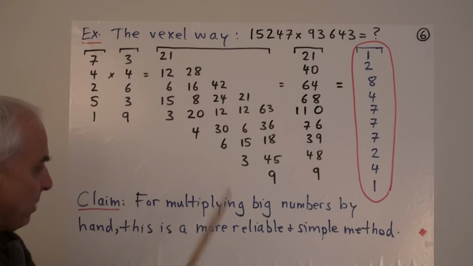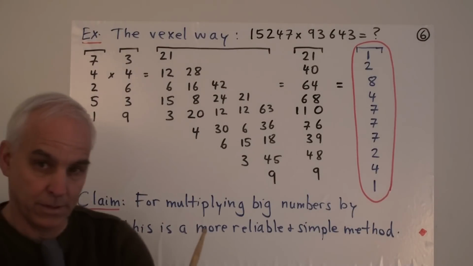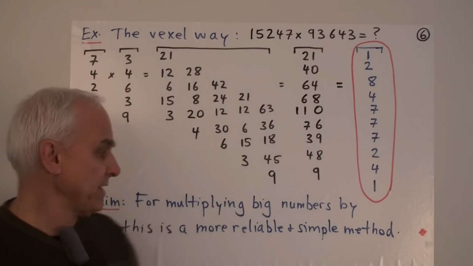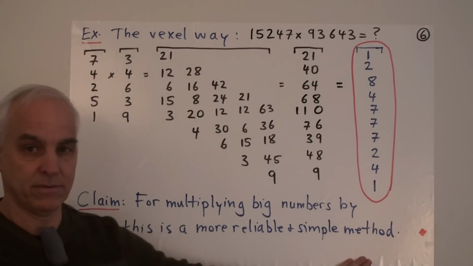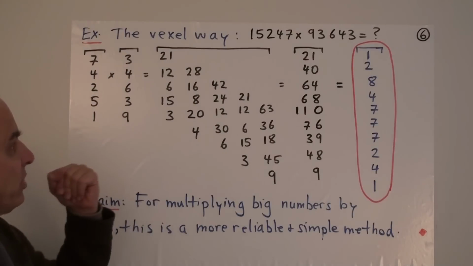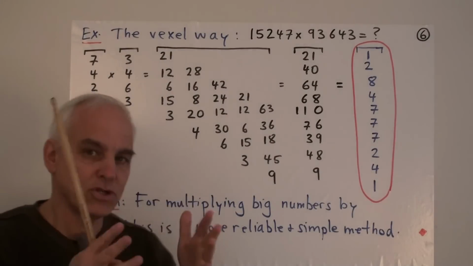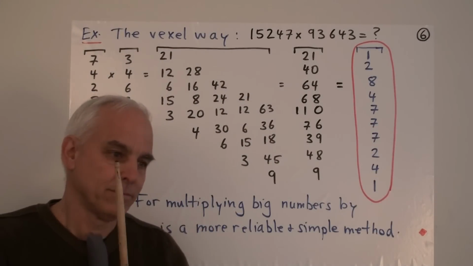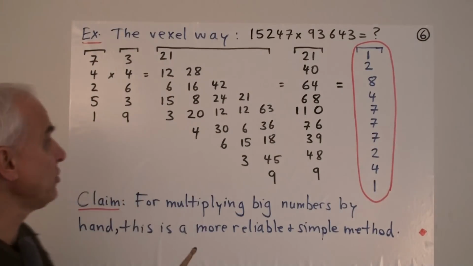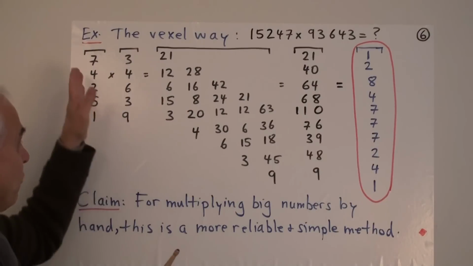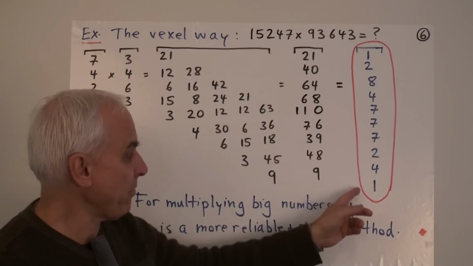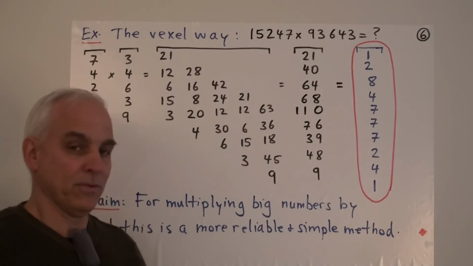Okay, so I claim that for multiplying big numbers by hand, especially if someone is not too proficient and hasn't spent a lot of time practicing, this is a much more reliable and simple method. This is multiplication using our Vexel approach, really the approach that goes back to polynumbers, our polynumber orientation, to do things horizontally, one column at a time, and to convert all the carryings at the end. And the number that we get is the same number that we got with the other method.